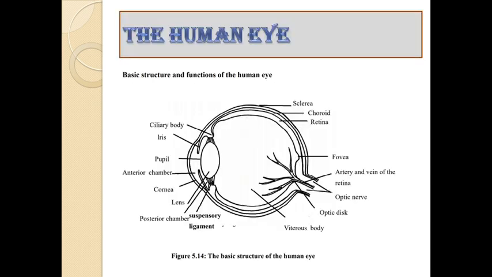This is the basic structure of the human eye. When the human eye wall is considered, there are three main parts: the outer fibrous layer, the middle vascular layer, and the inner nervous layer. The outer fibrous layer is made up of the sclera and cornea. The middle vascular layer is composed of the choroid, ciliary body, and the iris, and the inner nervous layer is composed of the retina. It also contains structures like aqueous humor, vitreous humor, and the eye lens.